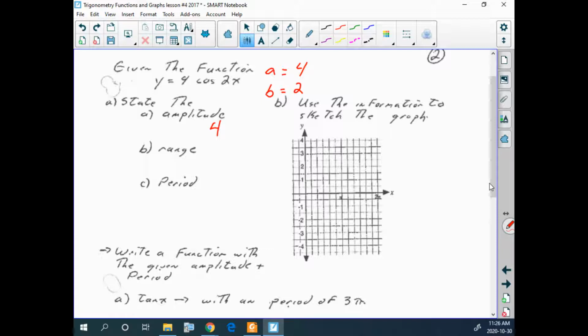The range can be found similarly. We have originally our range is -1 to 1. I'm going to take that bottom guy, I'm going to stretch him down by 4. And I'm going to take this guy, I'm going to stretch him up by 4. So my new range is from -4 to 4.